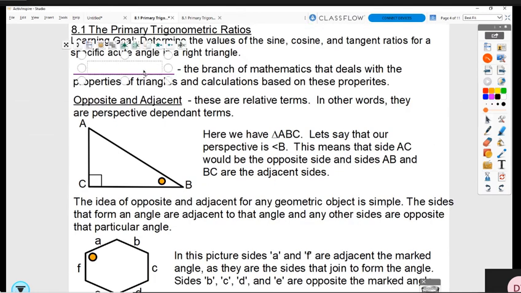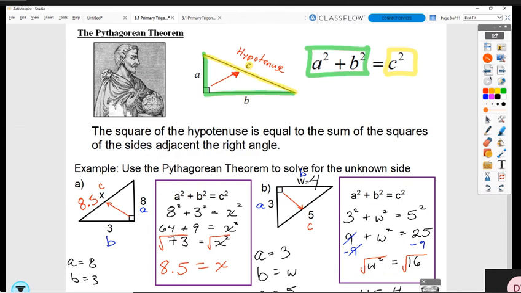Trigonometry is the branch of math that deals with properties of triangles and calculations based on these properties, and we know that, right? It's basically triangle measurements. Those measurements could involve side lengths, and they also could involve angles. Using the Pythagorean theorem, we're able to very easily identify the hypotenuse. It's right across from the 90. Boom, right across, that's the hypotenuse for sure.